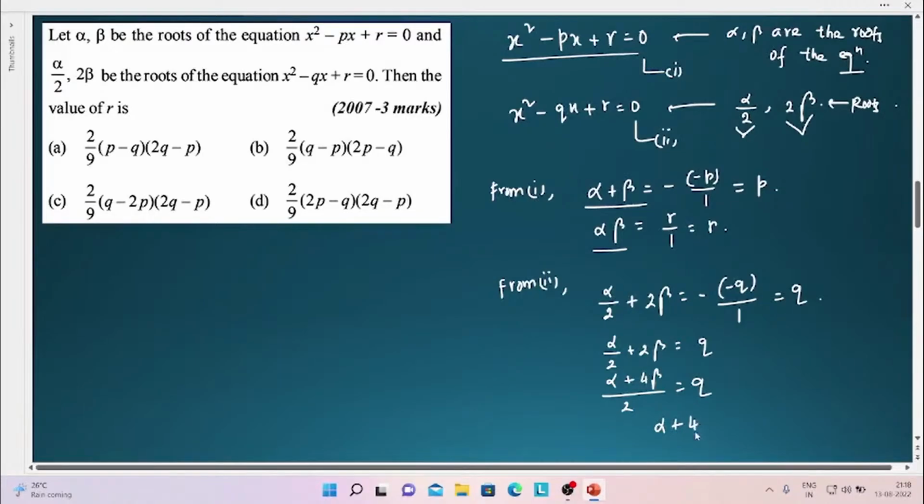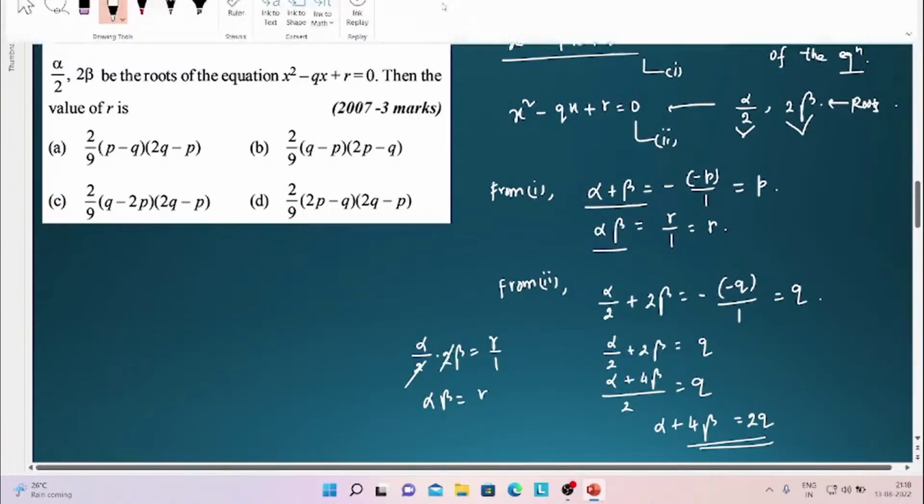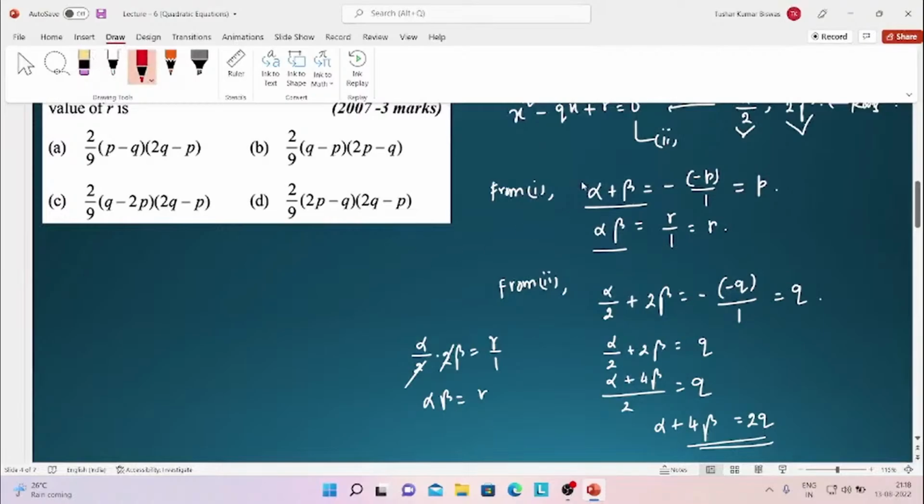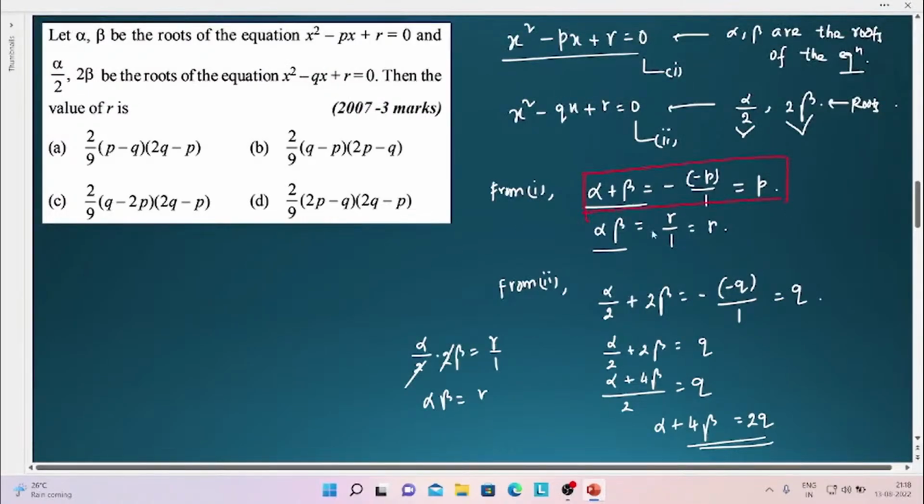So what will be the value of alpha plus 4 beta? It is nothing but 2q. You can understand, right? Now what will be the product of the roots? Alpha by 2 times 2 beta equals r upon 1. If I cancel this 2, alpha times beta equals r. So here you can see we got 4 relations actually: one is this, another is this, another is this, and another is this.